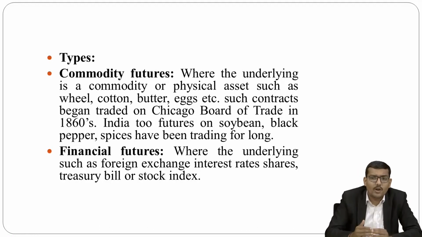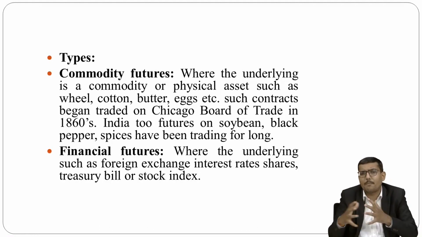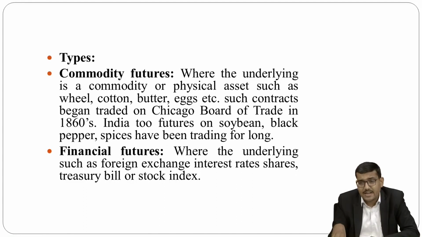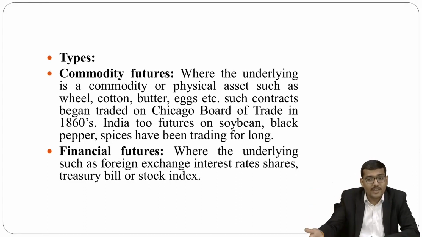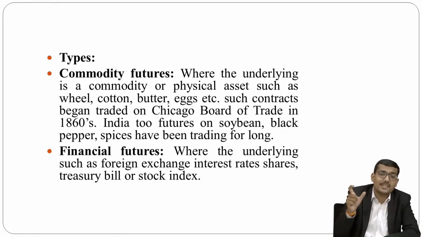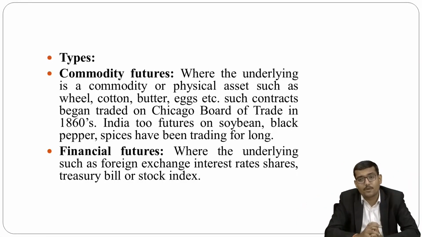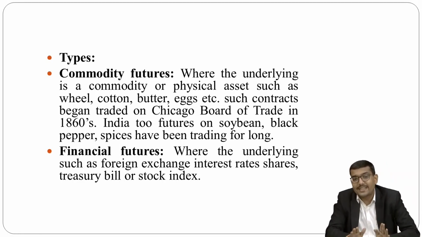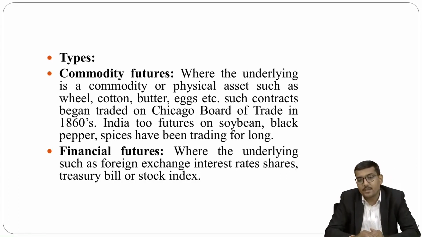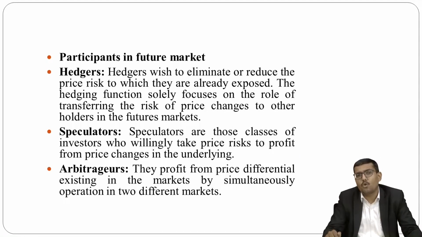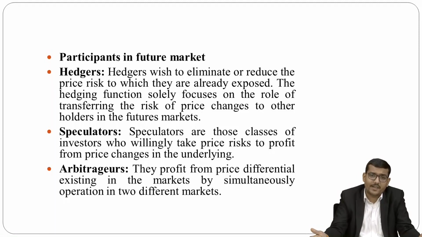We'll take an example of black pepper. The black pepper price is decided now, that is 50 rupees per 100 grams, and it will be sellable in the future. That means whenever you execute that contract, you have determined and standardized that price, particular rupees for a particular gram, which is analyzed in the commodity futures type. Then the second is financial futures, where the underlying is foreign exchange, interest rates, shares, treasury bills or a stock index. So majorly there are two types of futures contract, commodity futures and financial futures.